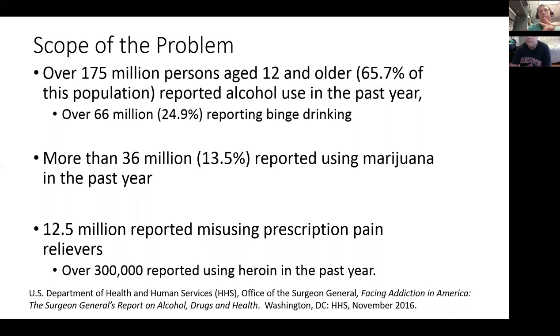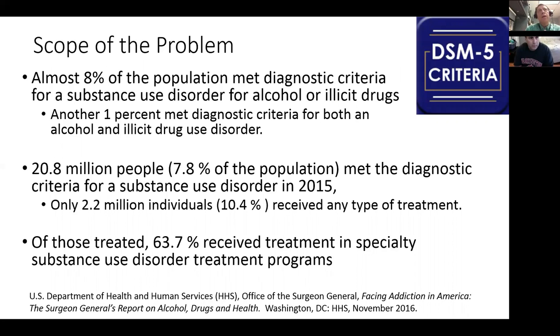36 million people report using marijuana in the past year. 12.5 million reported misusing prescription pain relievers, so using them for a non-medical purpose. And over 300,000 new people reported using heroin in the past year. Almost 8% of the population met the DSM-5 criteria for substance use disorder for alcohol or illicit drugs, and another 1% met diagnostic criteria for both an alcohol and illicit drug use disorder.